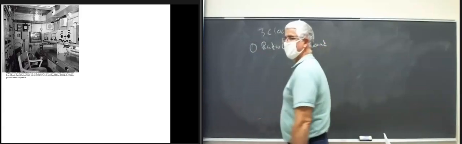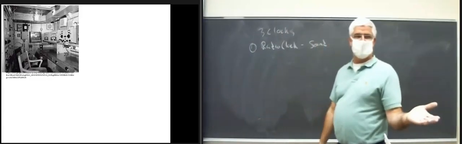3 clocks for many of these problems. 1, the radio clock, which is sound only. There's no hands or anything like that. Just boop, that's the time. Then 2, you're going to have either a stopwatch or a comparing watch.